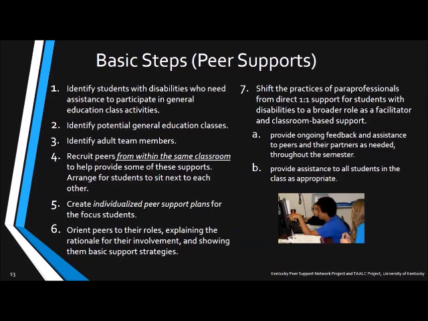In order to set up a peer support arrangement, there's basically 7 steps. Of course, you have to identify the student with a disability who requires supports to participate in the general ed classroom. In this case, we're also thinking about students with complex communication needs who we want to participate in general ed classes. So you have to identify the classes they're in.